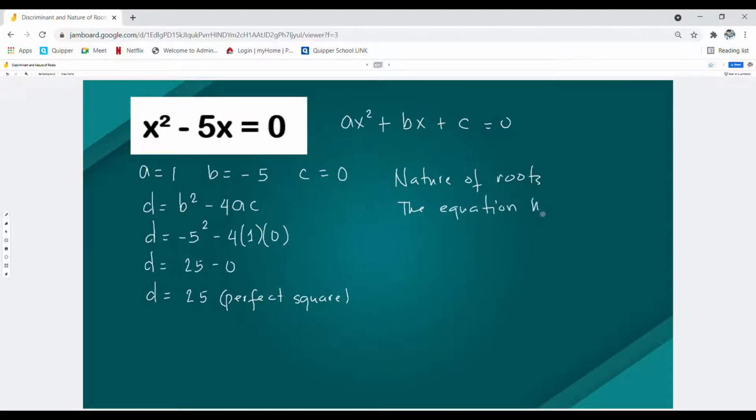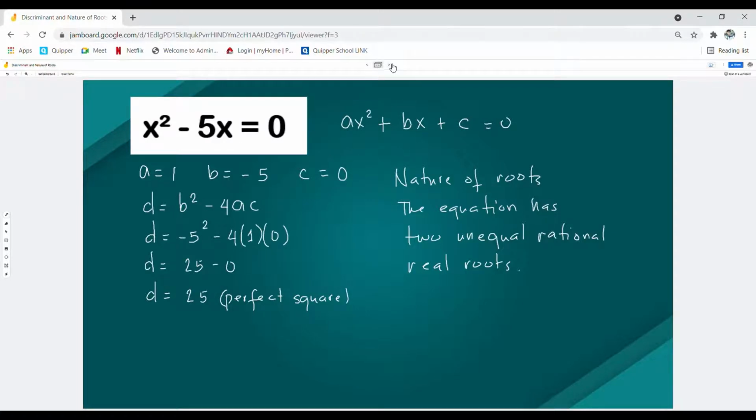Okay, the equation has two unequal rational real roots, or if you are going to use the word distinct, the equation has two distinct rational real roots. And that's your answer for that equation.